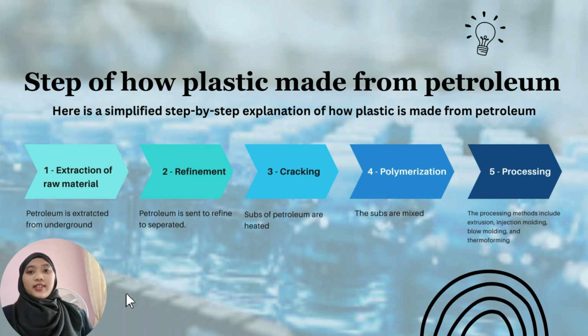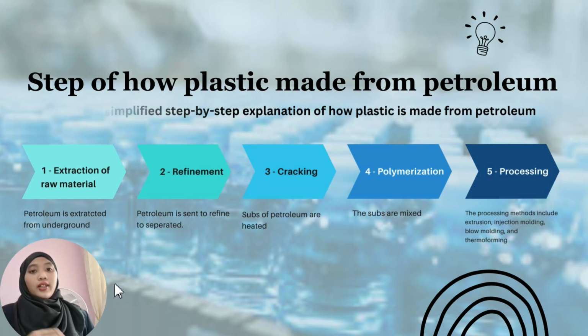Injection molding is the process of injecting the molten polymer into a mold to produce a solid shape, such as a bottle or a toy. Blow molding is the process of blowing air into a hollow tube of molten polymer to expand it into a hollow shape, such as a balloon or a container. Thermoforming is the process of heating a polymer sheet and forming it over a mold to produce a thin shape, such as a tray or a cup.